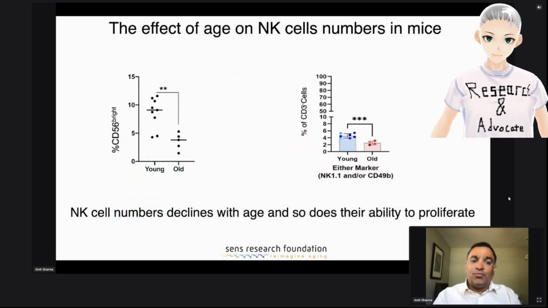In our study, in peripheral NK cells derived from human subjects, we found there was a decline in the number of CD56 bright CD3 negative NK cells, which are mainly NK cells that are present in peripheral circulation. We also found a similar decrease in the number of NK cells that were present in the spleen of mice. And the ability of NK cells to proliferate also significantly declines. We are planning to do some in vivo experiments where we would transplant NK cells derived from young and old mice to look at how their cytotoxic function declines in vivo.